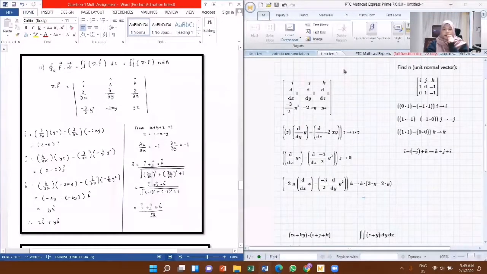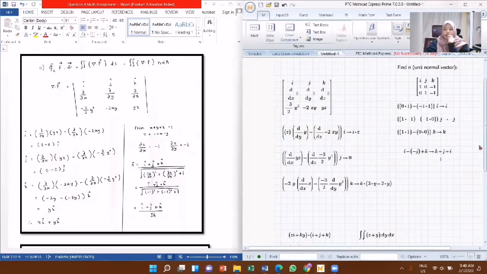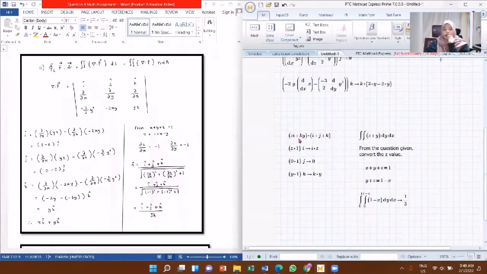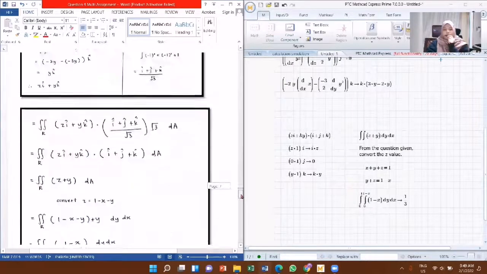For this one, we need to find the curl of the vector f first. To find it, we use the method of matrix, and then we will get zi plus yk. After that we need to find the n value, which is the unit normal vector. We also use the matrix method. For the value of n, we will get i plus j plus k. Before we do the integral, we need to do the dot product first between the curl and n. The value that we will get for this one is z plus y. The dot product's value is z plus y.